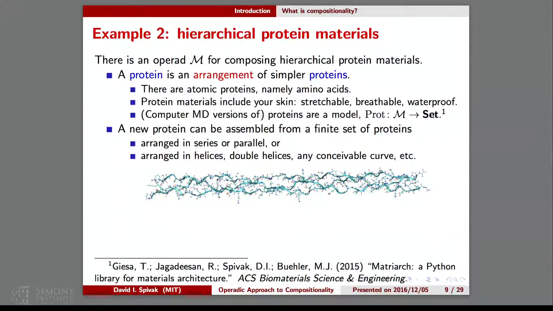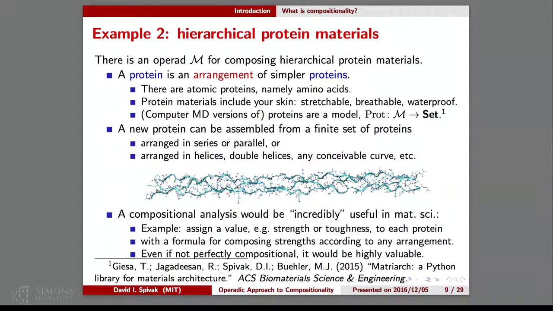So what can you do? You can assemble a new protein from a set of other proteins by assembling them in series, like popping those amino acids together, or in parallel, or arranging them in helices. If you have some library of proteins you've already made, you could attach them together, or you could bend them into some spiral. So this is like a helix of helices. Each one of these is bending, and we just made this little picture by plopping some amino acids into this kind of operadic protein programming language.